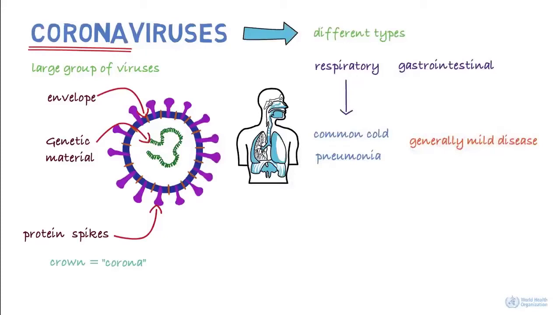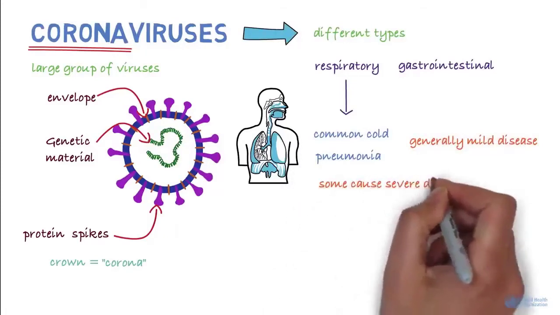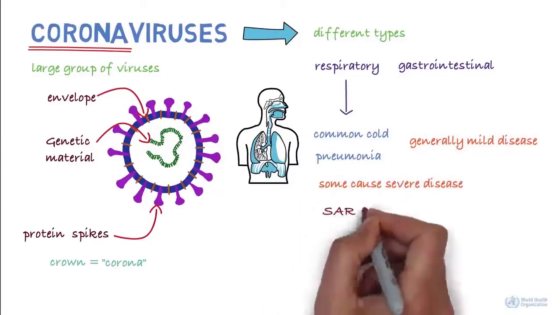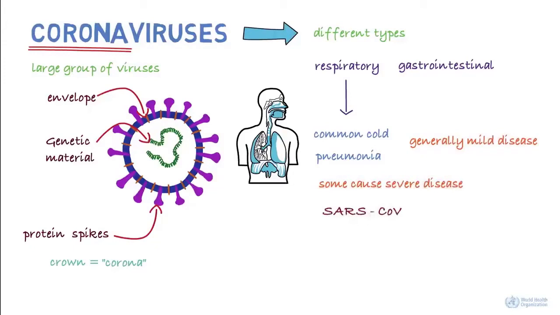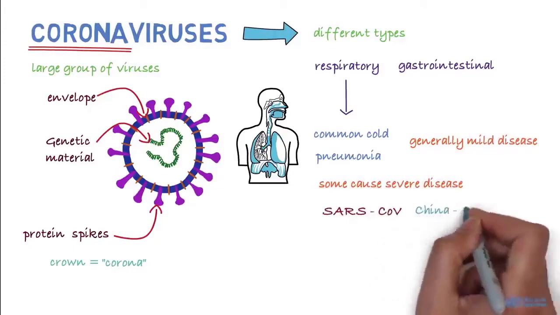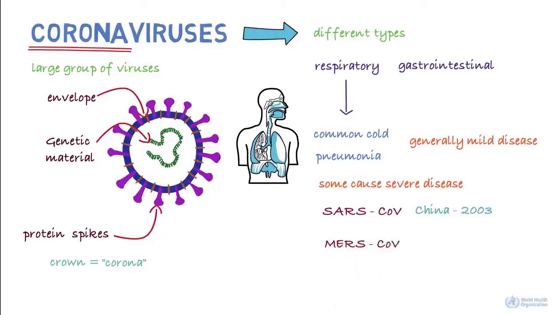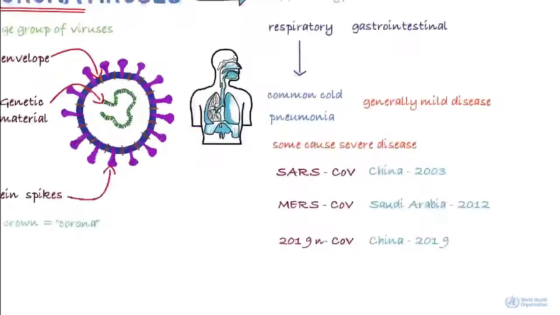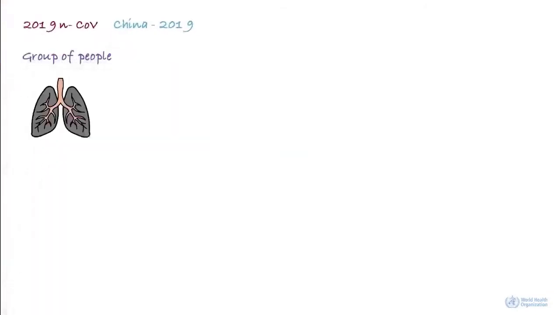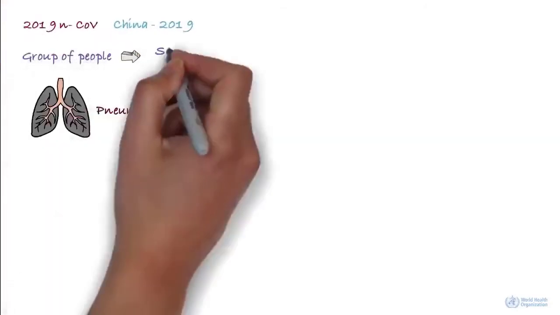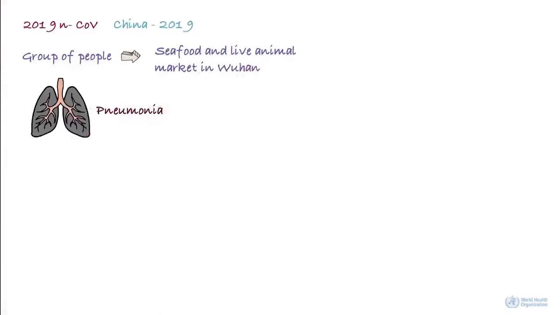However, there are some types of coronaviruses that can cause severe disease. These include the severe acute respiratory syndrome coronavirus, first identified in China in 2003, and the Middle East respiratory syndrome coronavirus that was first identified in Saudi Arabia in 2012. The 2019 novel coronavirus was first identified in China. It initially occurred in a group of people with pneumonia who'd been associated with a seafood and live animal market in the city of Wuhan.